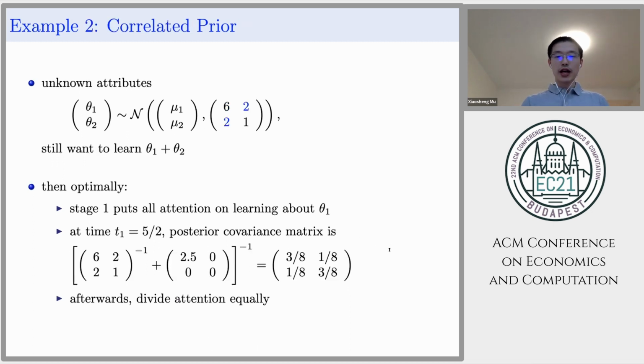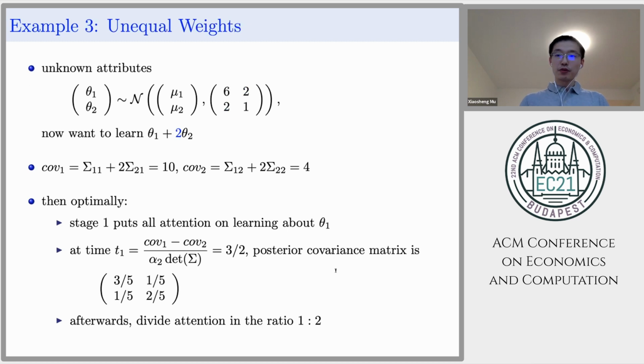For a second example, imagine that we modify the previous example by introducing a bit of positive correlation in the prior belief, which is the 2 highlighted in blue here. In this case, again, in stage 1, the decision maker exclusively attends to attribute 1, but at some time t1, the posterior covariance matrix will again be symmetric between the two attributes. The posterior uncertainty of the two attributes are both 3/8. And so for symmetry reasons, after this time t1, it is optimal to divide attention equally.